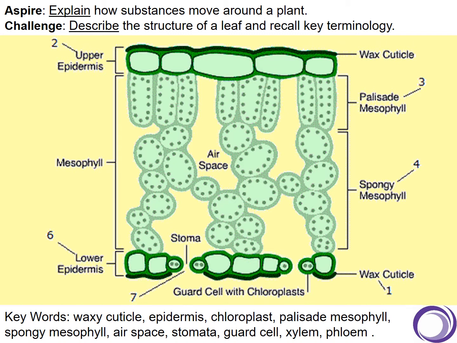The last layer you need to know about is the lower epidermis. And really the key bits on this lower epidermis are these guard cells. So these guard cells will fill with water and they will swell up and they will close these little holes at the bottom. Now these little holes are called stomata. So these stomata are at the bottom of the leaf.